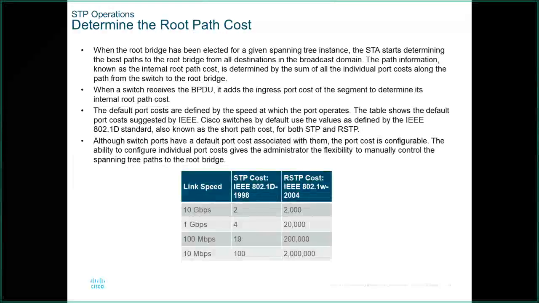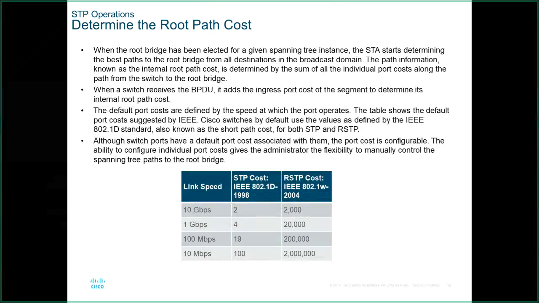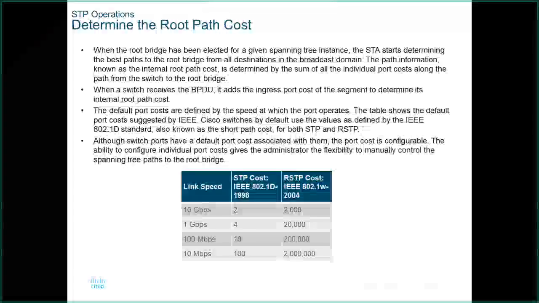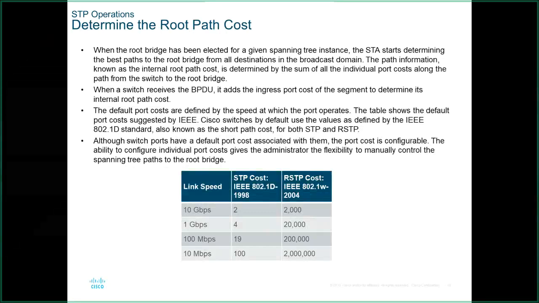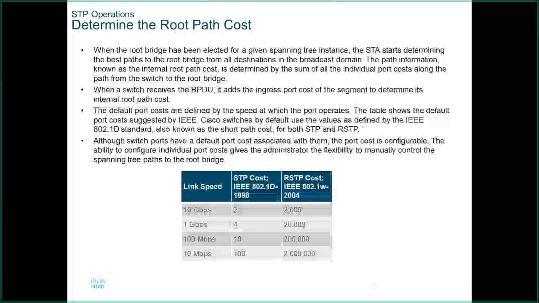Rapid spanning tree has its different cost factor, and it's 2,000, 20,000, 200,000, and 2 million. So the slower the speed, the really, really more expensive that path is.